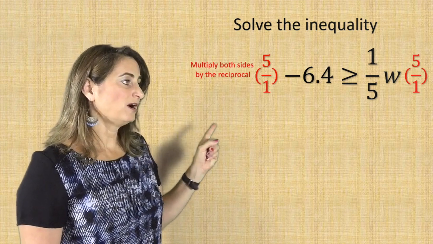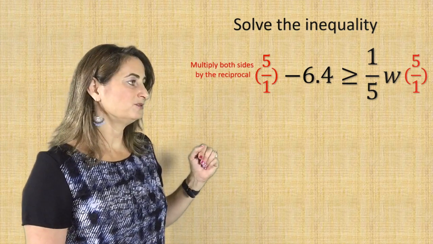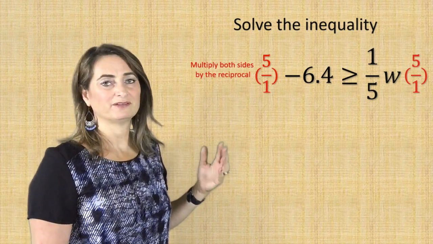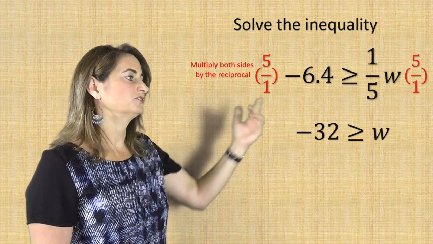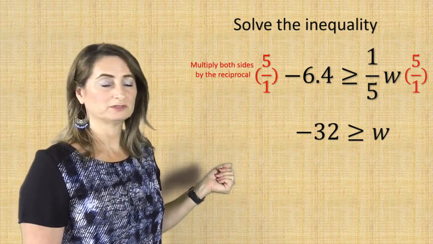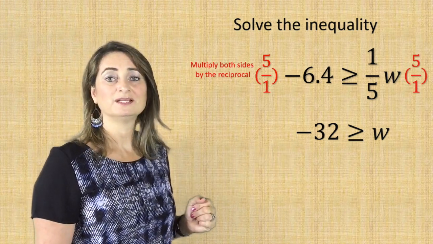Now multiply across. 5 times negative 6.4 is negative 32. And 1 times 5 is 5. 5 times 1 is 5. 5 divided by 5 is 1, or they just cancel each other and bring the W down. And bring the more than or equal down. You end up with negative 32 more than or equal to W.